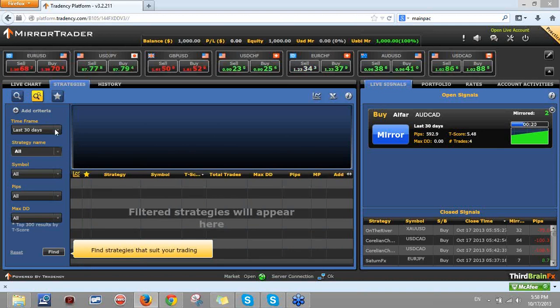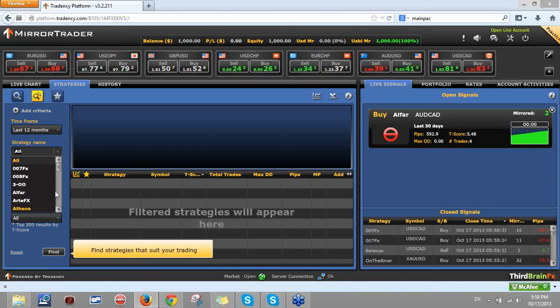The first thing we need to do is to select the time frame. Today we will select some mid to long term strategies, so the time frame will be 12 months. If you are familiar with the ThirdbrainFx strategies, you can choose the strategies by your own, for example, Alphar, Athena, Jupiter, ThirdbrainFx, etc. We'll leave all strategies for the moment.